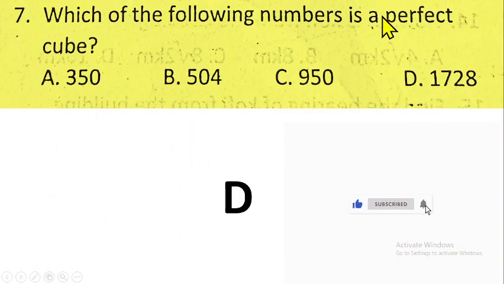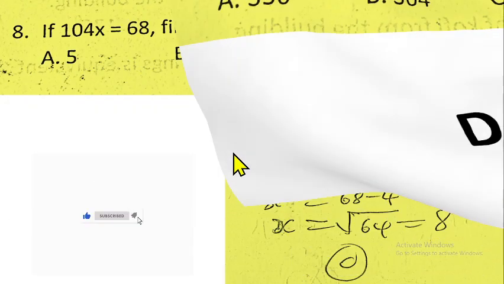Question number 7, which of the following numbers is a perfect cube? Out of all these, option D, 1728, is a perfect cube. So if you find the cube root of this, it will give us a whole number. But the rest are not perfect cubes. So option D is the correct option for question number 7.